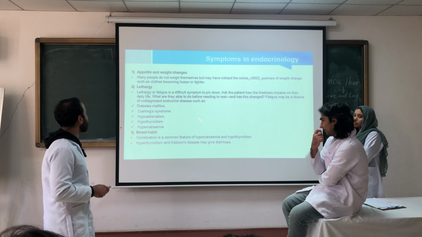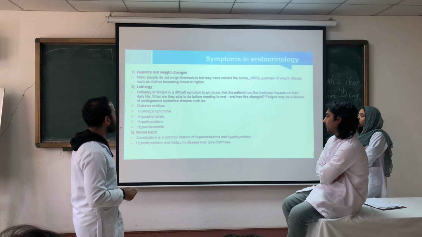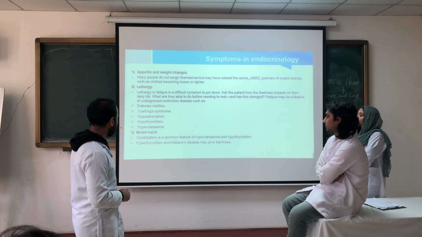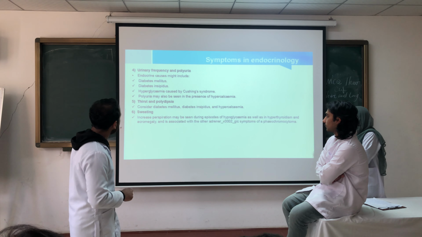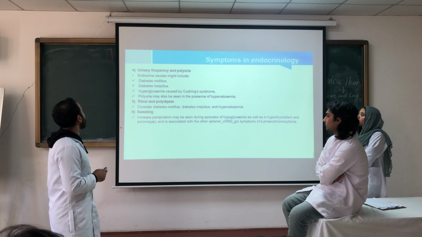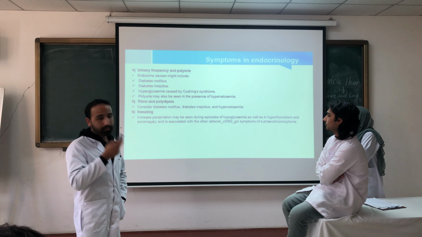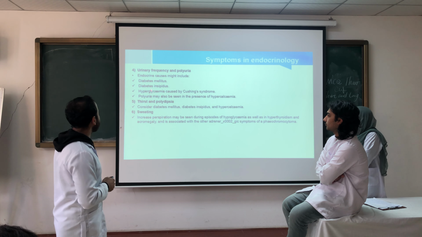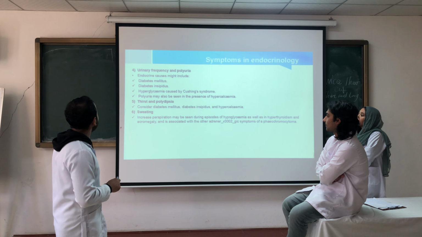Third one is bowel habit. In the bowel habit, constipation is a common feature of hypercalcemia and hypothyroidism. Hyperthyroidism and Addison disease may give diarrhea. And the fourth one, urinary frequency and polyuria, in which endocrine causes might include diabetes mellitus, diabetes insipidus, and here are the thirst and polydipsia, sweating.